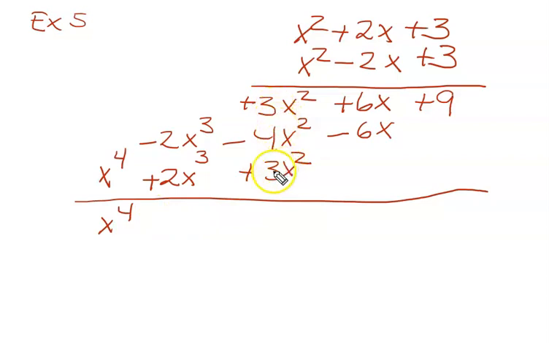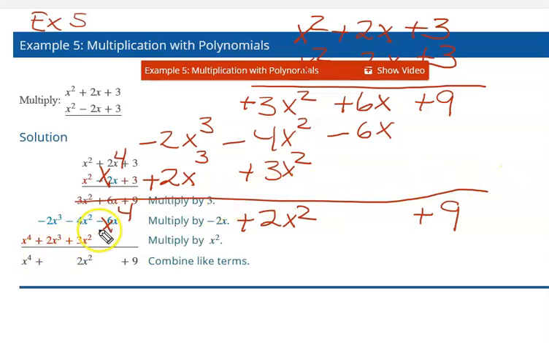Now here we have a 6x squared minus 4x squared leaves us with a positive 2x squared. These also cancel out, and you're left with a plus 9. So again, having it organized this way is a very useful protocol. Let's check it out. And we get x to the fourth plus 2x squared plus 9. Works out well.